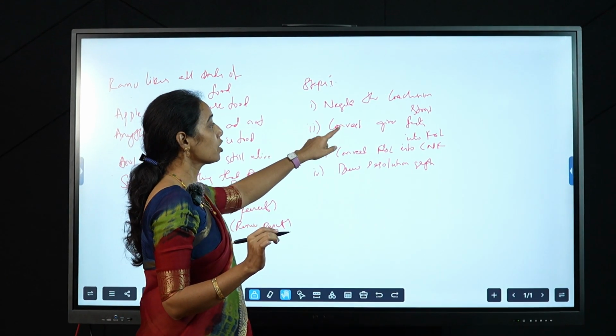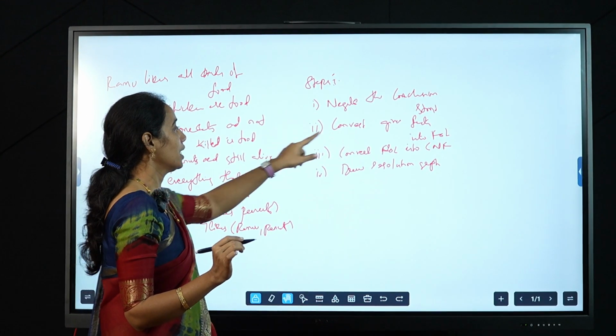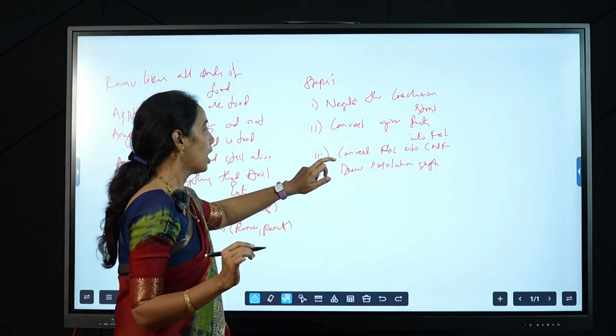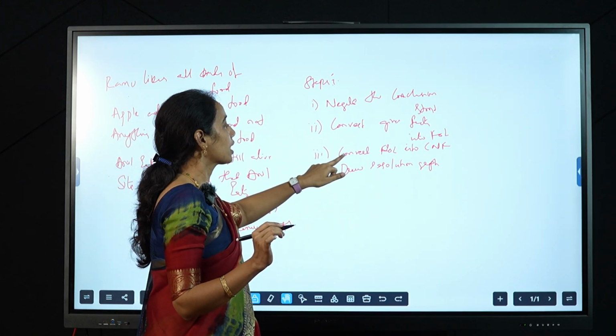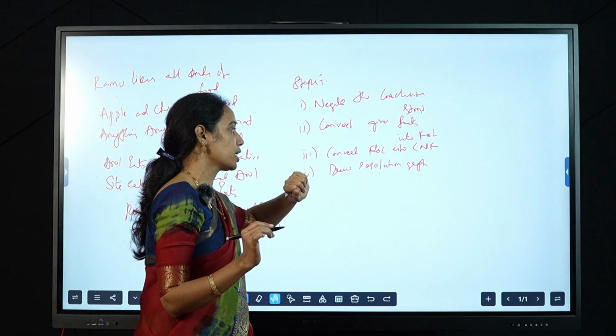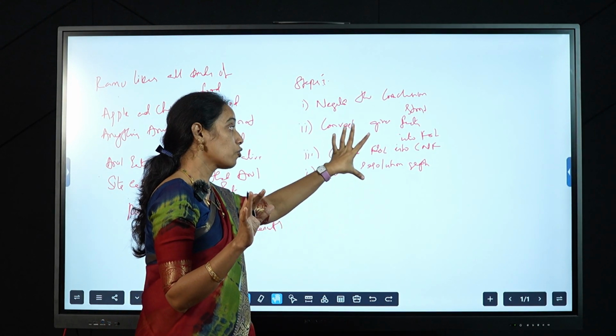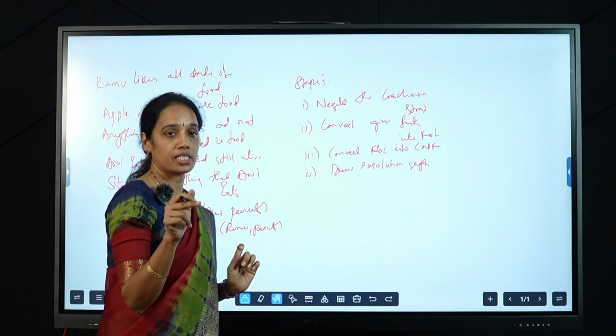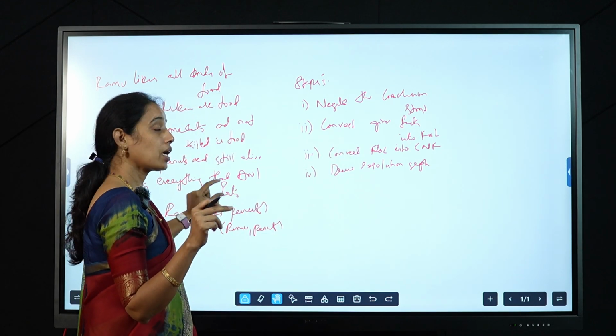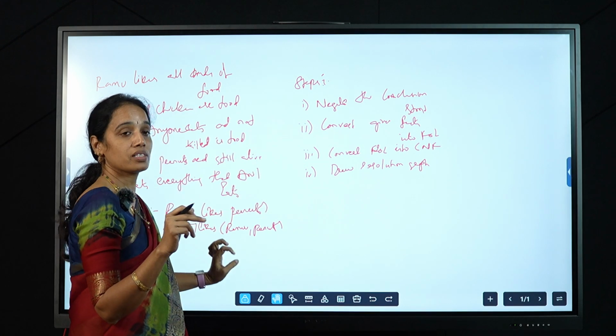The second one is we are going to convert these facts into first order logic. The third one is converting this first order logic into CNF. And the fourth step is we are going to draw the resolution graph. From that graph we have to derive a contradiction. Then we can say that this particular conclusion is a valid conclusion from the given set of statements.